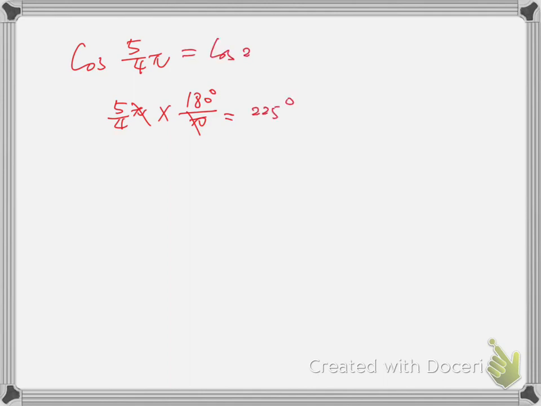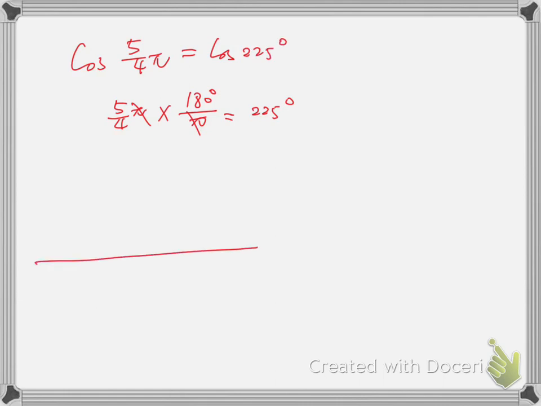So now let's look at the next one. They want to find cosine of 5 pi over 4. If you're not familiar with radian measure, you can use degree measure. So 5 pi over 4, change to degree measure by multiplying by 180 over pi. The pi cancels, then you get 45 times 5, which is 225 degrees. So this is cosine 225 degrees.